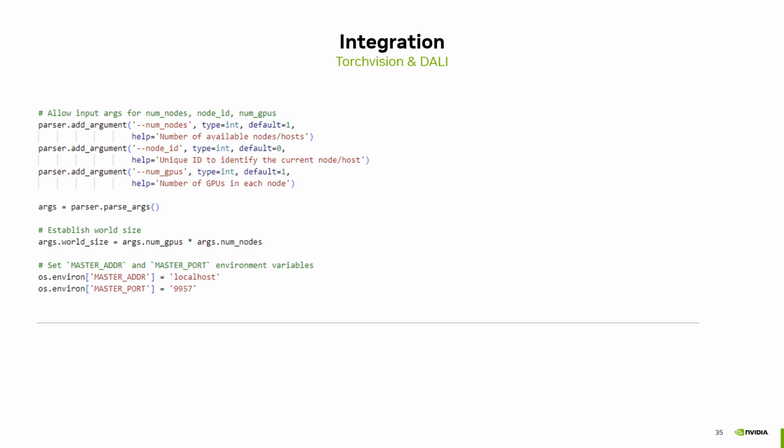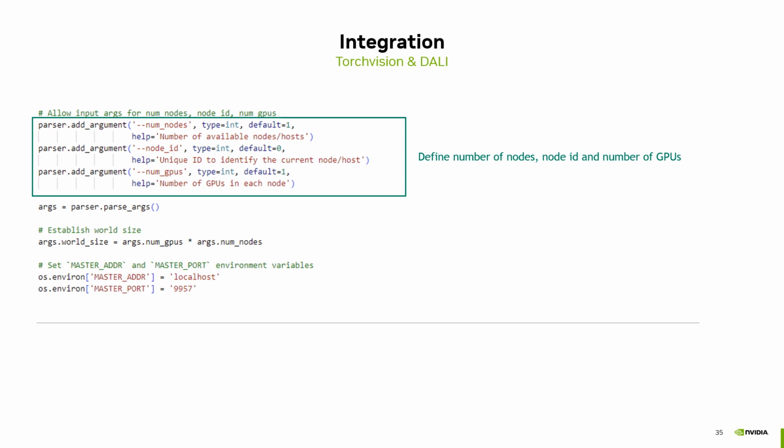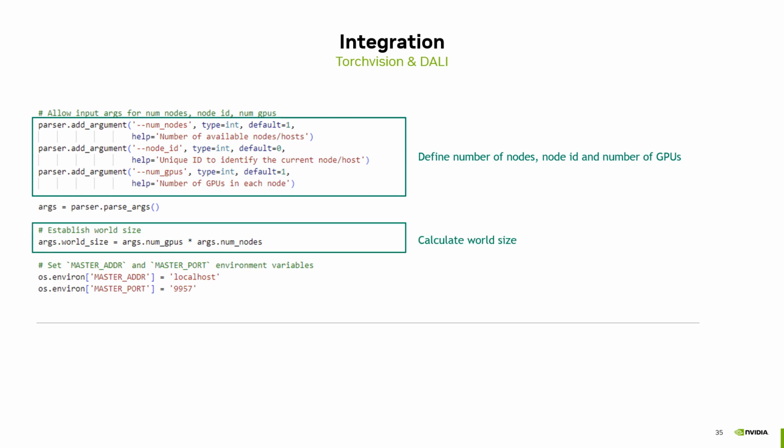And then finally, for our script to be able to run, we need to define some variables. So we first define the number of nodes that we're going to be using, the node ID from where you are launching the experiment, and also the number of GPUs that you're going to be using per node. We can calculate the total world size, so the total number of workers or processes we'll have. This can be calculated by multiplying the number of GPUs by the number of nodes.